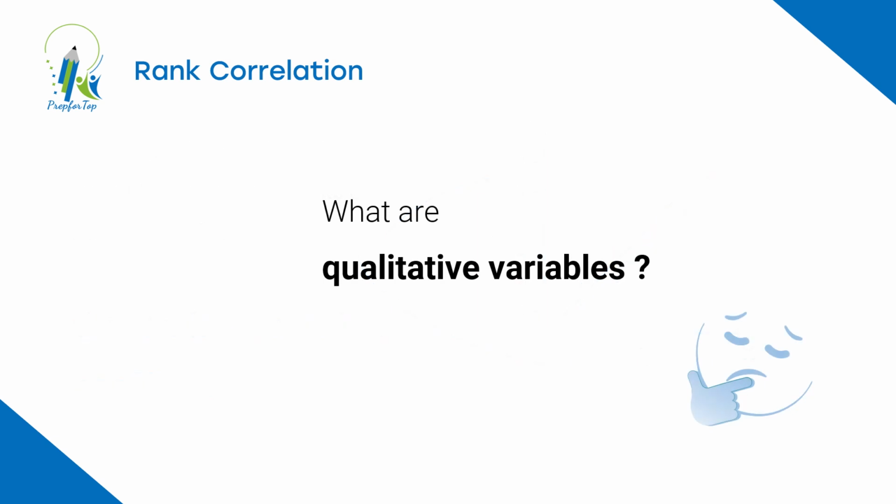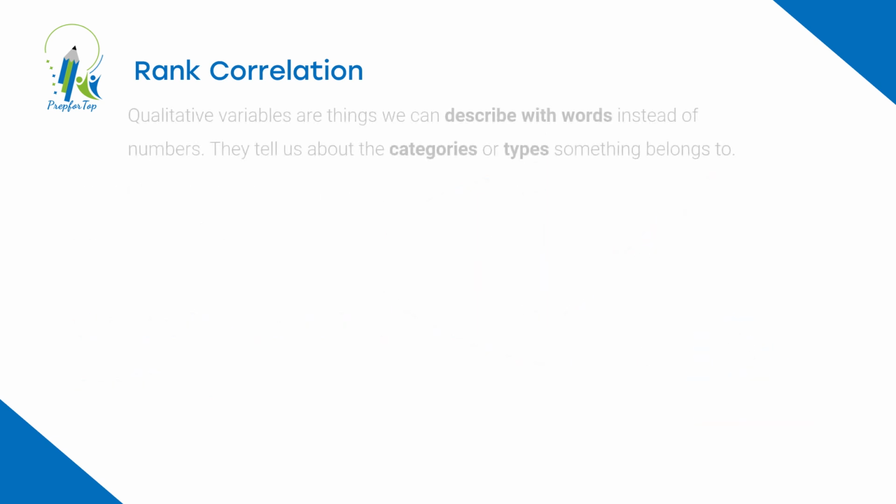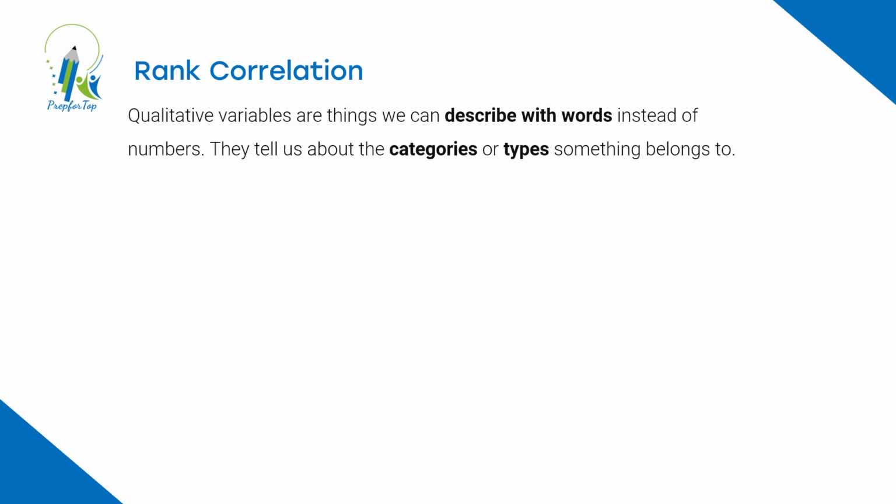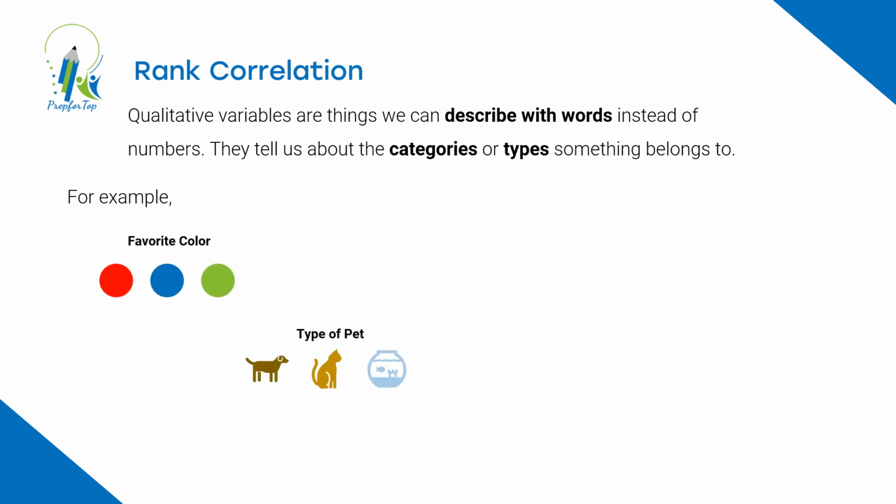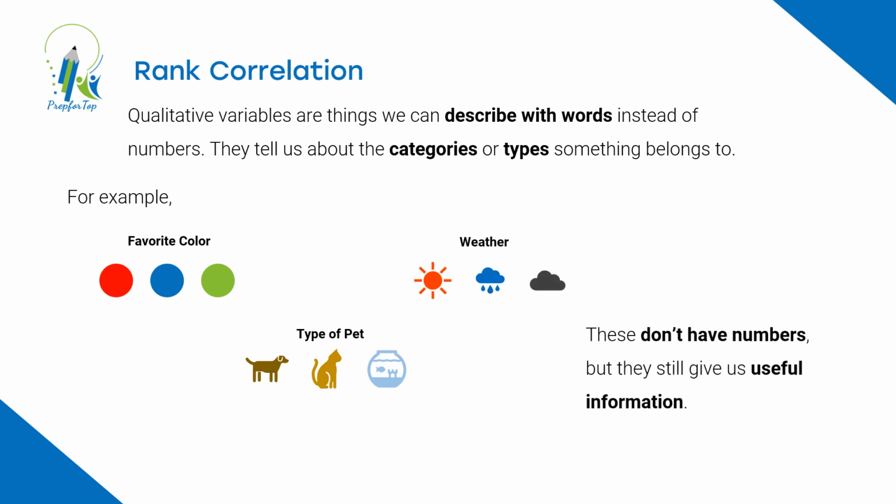Wait, what are qualitative variables? Qualitative variables are things we can describe with words instead of numbers. They tell us about the categories or types something belongs to. For example, favorite color: red, blue, green. Type of pet: dog, cat, fish. Weather: sunny, cloudy, rainy. These don't have numbers, but they still give us useful information.